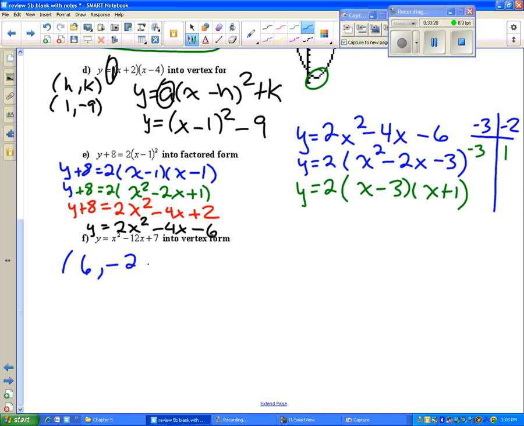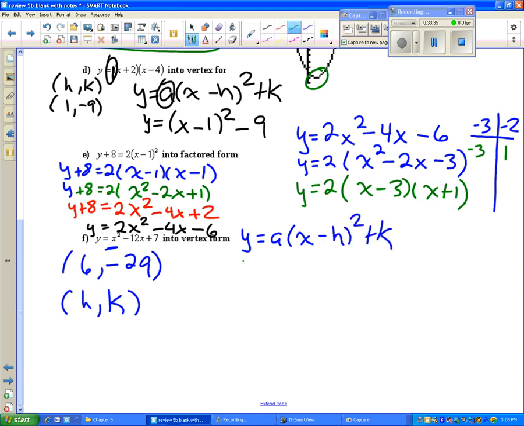Negative 29. That's my h and my k. Again, a for f is 1. So a for vertex form is 1. So I have y is equal to 1 times x minus 6 squared plus a negative 29, which is minus 29. There's my vertex form. All right, next page.